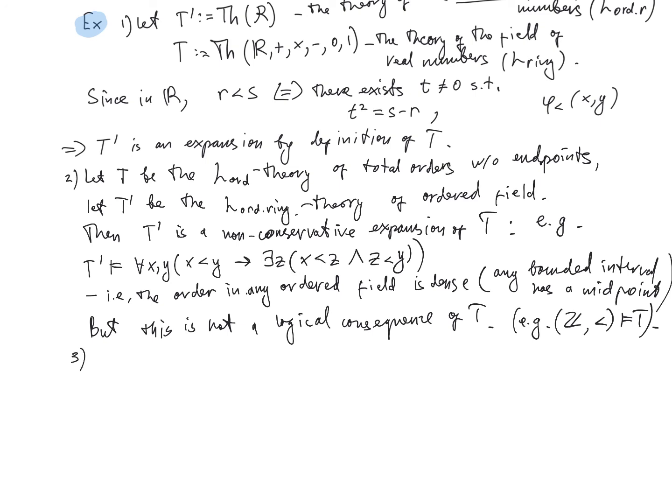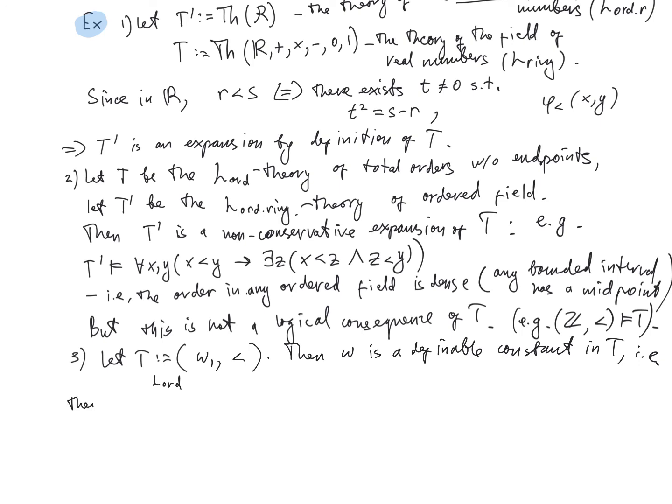And example 3, let T be the theory of the ordinal omega 1 together with the linear ordering on it. So this is an L-ord theory. Then we have that the element omega is a definable constant in T, meaning that there exists a formula phi of x0 such that T implies there exists a unique x0 such that phi, and so that omega 1 with the order satisfies phi of omega, which is, of course, an element of omega 1.